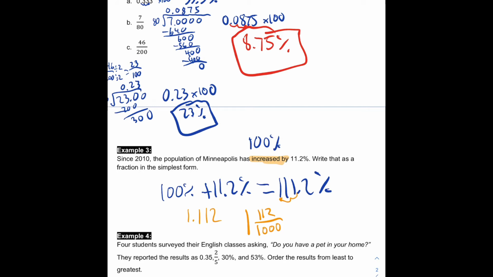And we can start to simplify that. I think that there's an 8 in common here between them both. So I'm going to divide this by 8. I'm going to divide this by 8. This is my greatest common factor. And so I'm going to be left with 14 over 125. So 1 and 14/125.